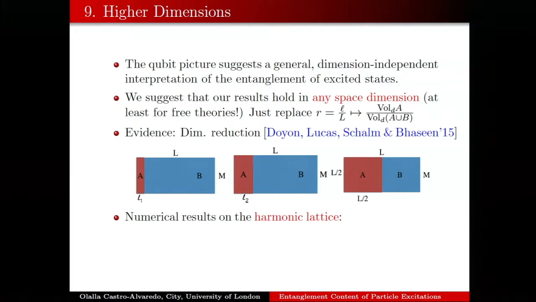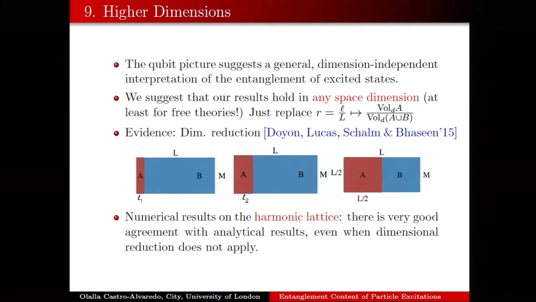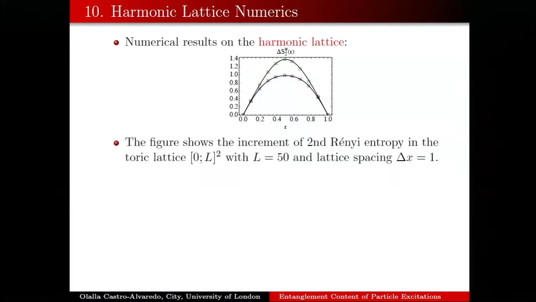So I'm going to show you some numerical results on a harmonic lattice. And you will see that they still agree very well, even though in that case dimensional reduction does not apply. So let me show you a couple of curves that look just as before. These are results for the harmonic lattice. It's very hard to see, but on top of each of these curves there are 2 sets of points. This is done for a toric lattice, which is 50 by 50, a square lattice. The lattice spacing here was 1.